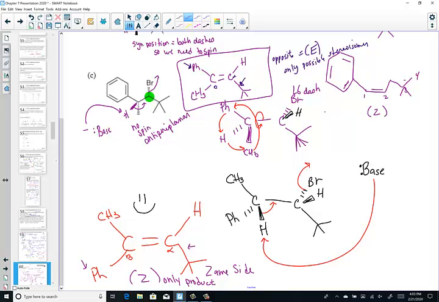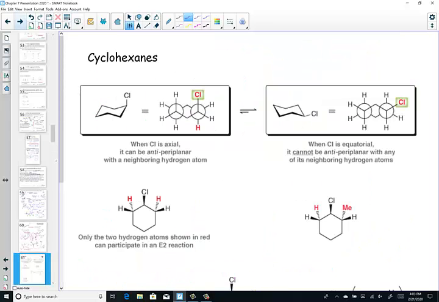We cannot practice enough. Trust me, that spinning of the carbon bond, make sure that you practice that. This is also true for cyclohexanes when they undergo elimination reactions. The bond of the leaving group must be anti-periplanar to the beta hydrogen. To be anti-periplanar, the leaving group must be axial.